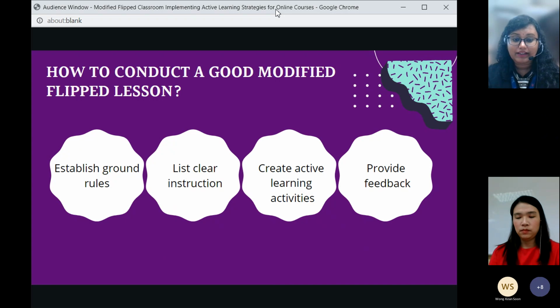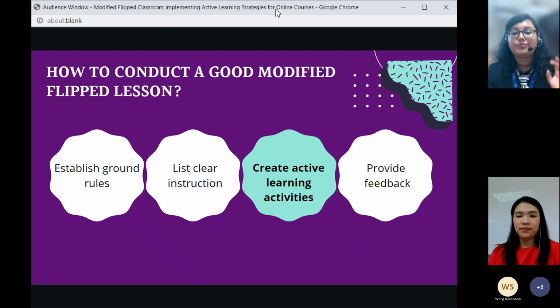All right, so next slide, which actually leads to this. Our focus, the second half of the focus, is of course to create active learning activities. When I say active learning activities in class, what are they? What kind of activities can we do? Because I still believe lecturers are still lecturing in class in that 2-hour period.